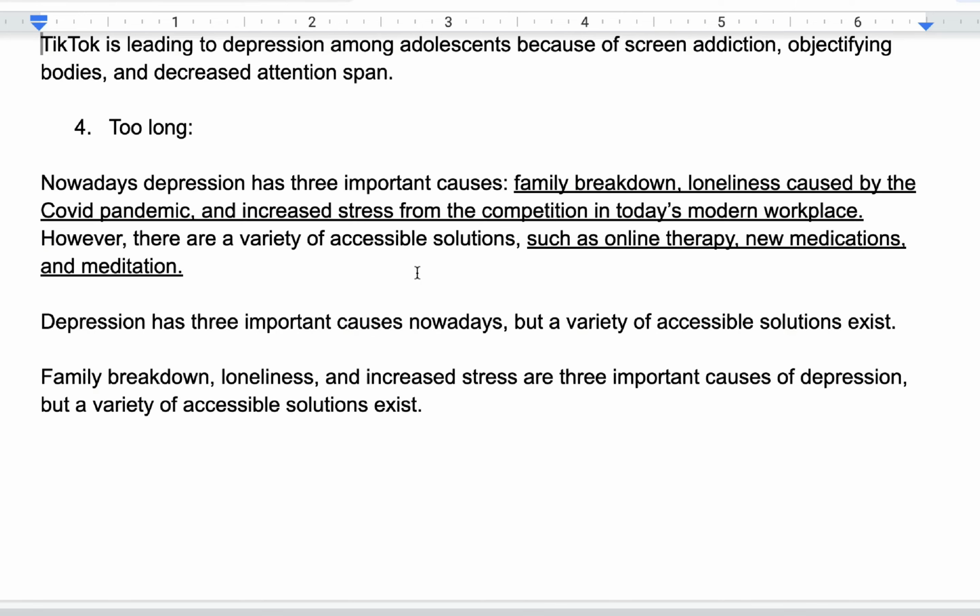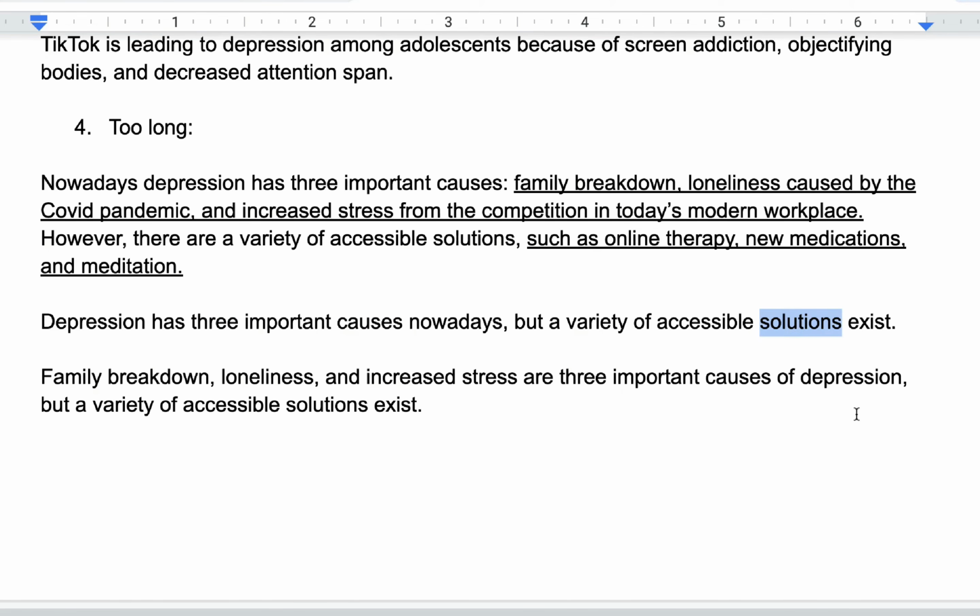Well, first of all, we want to think about what part of the thesis is too long. The part of the thesis that is too long is the part where we list the reasons or the causes. And the same thing in the second sentence where we list these solutions. So we can probably take some of this out. Let's see. Depression has 3 important causes nowadays, but a variety of accessible solutions exist. So we still know what the topic is. It's depression. We still know what the first part's going to be. Causes. How many causes? 3. And we know that the second part is going to be about solutions.